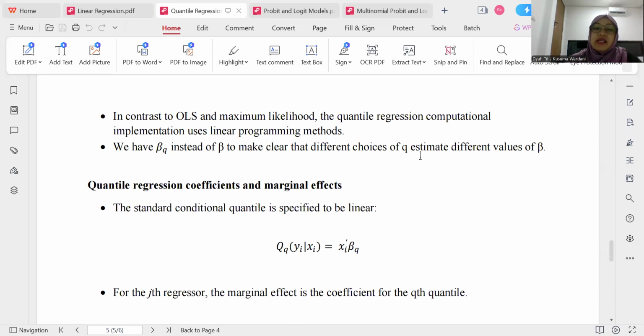Here we have beta q instead of beta to make clear that different choices of the quantile q estimate different values of beta. So in OLS or linear regression, we have beta, and for quantile regression, we have beta q, instead of beta in OLS or linear regression.